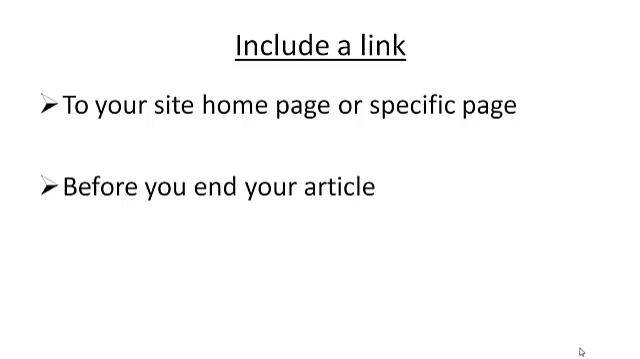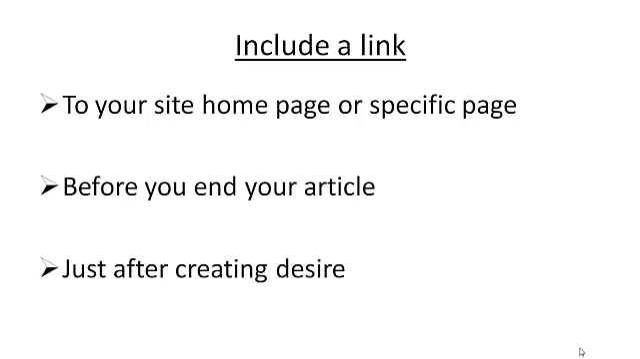Include your link typically 2/3, 3/4 of the way into the article. So people have got a good idea what you're talking about, but they haven't come to the end of it yet. And include your link just after creating desire. So just after writing a paragraph or 2, which is creating desire, which is appealing to the emotional side of people's brains, that's the time to include a link for more information or to buy or whatever the specific action is, just after you've created a desire.